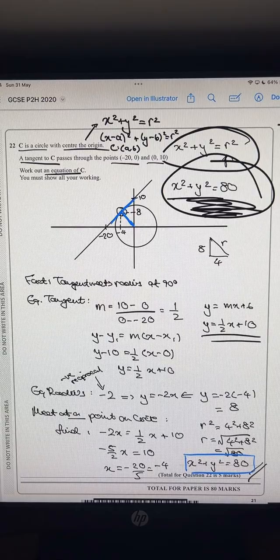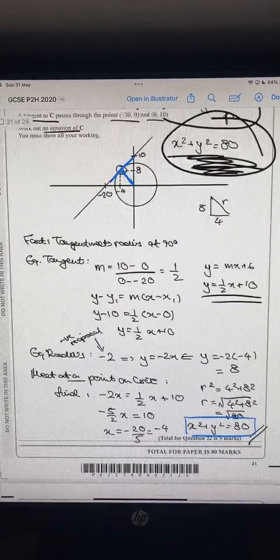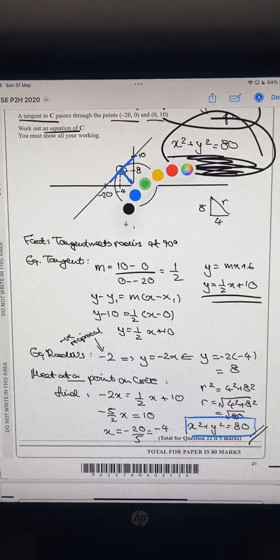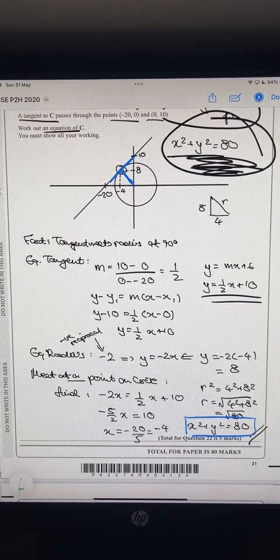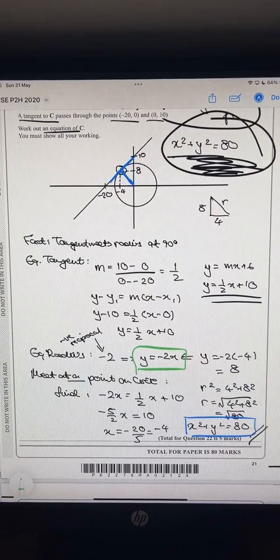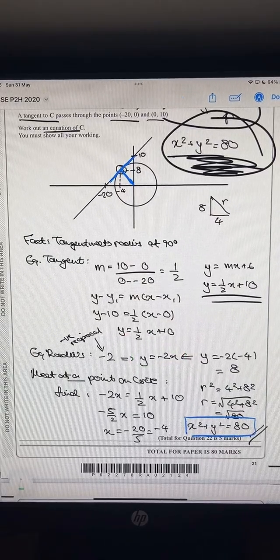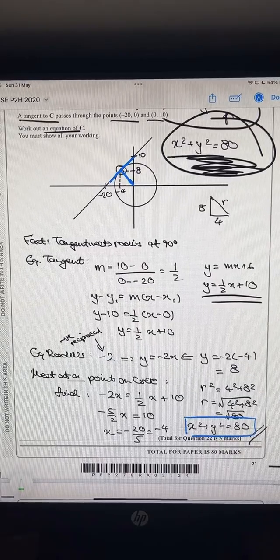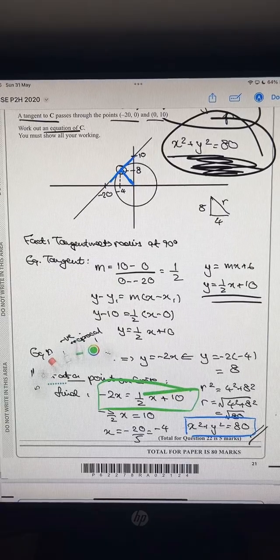One more question. Can you go through what you do after you find the gradient of the radius? Sure. After I found the gradient of the radius, I'll do this in a green pen so you can see. The gradient of the radius is -2. So I found the equation of my radius, which is y equals -2x, because that's the intersection at y is 0. And then I know that the radius meets my tangent at one point. So I just find the intersection, just like finding the intersection of 2 lines, by solving for x.